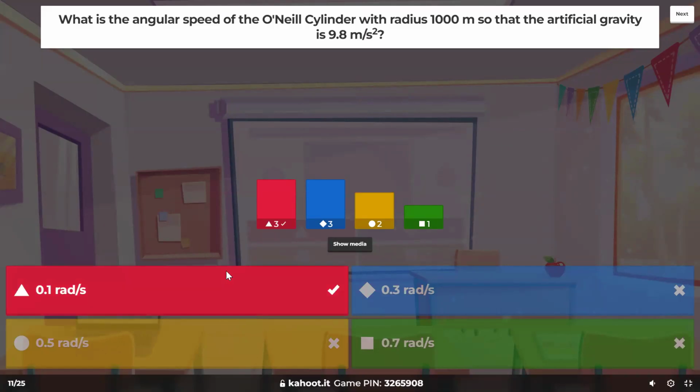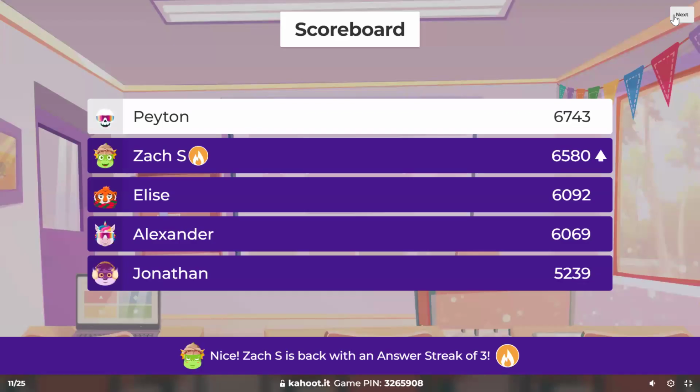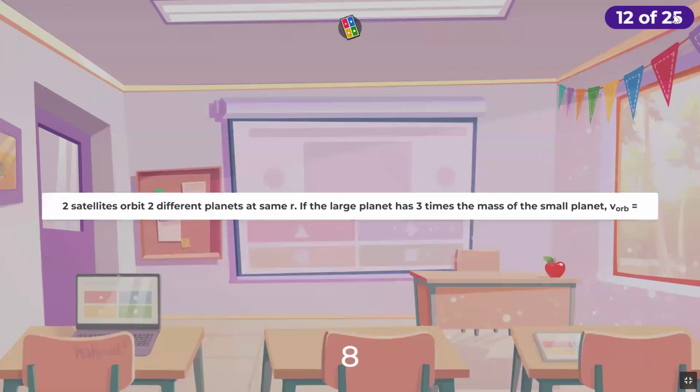All right. Whoa. Hang on, my screen's all wonky. Let's try this again. All right, so you guys good? If you guys have any questions on these, let me know. I got Jonathan, Alexander, Elise, Zach, Peyton.